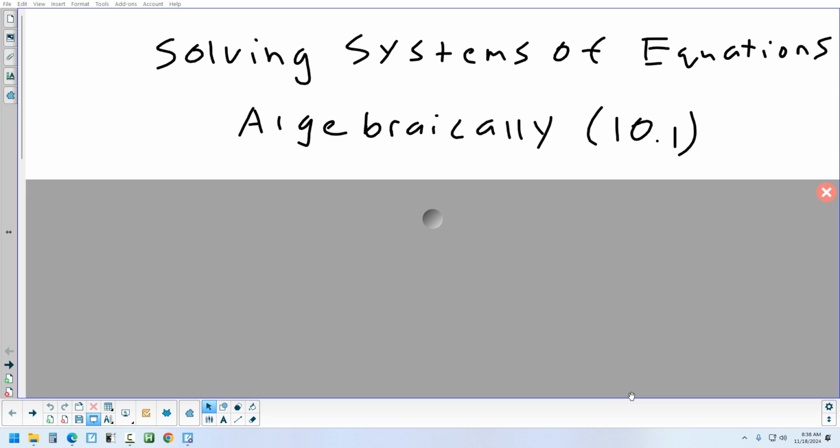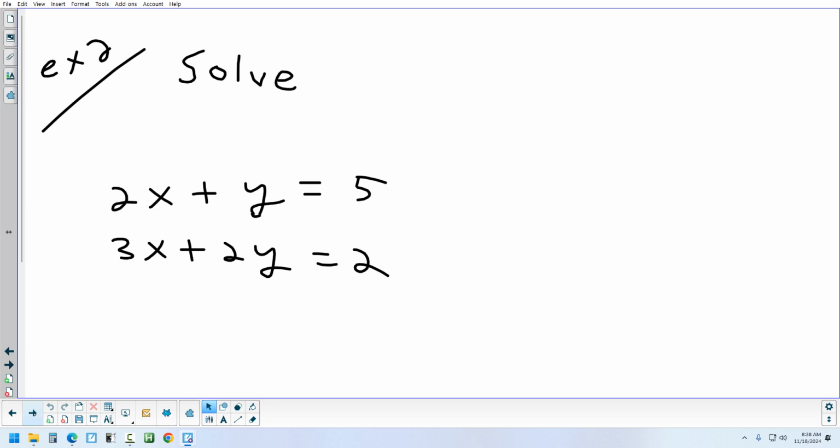So the main topic for this week is solving systems, which means when you're solving an equation, if you have more than one variable, that's called a system. This is a 2-variable system, so when you're done, you need to have an answer for x and an answer for y.